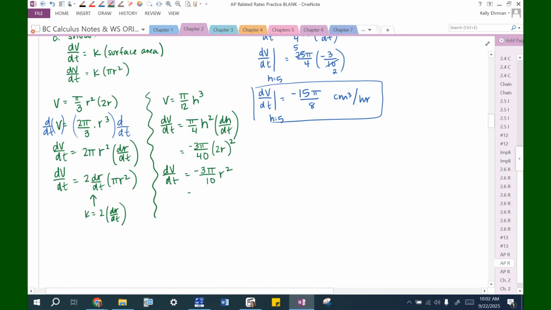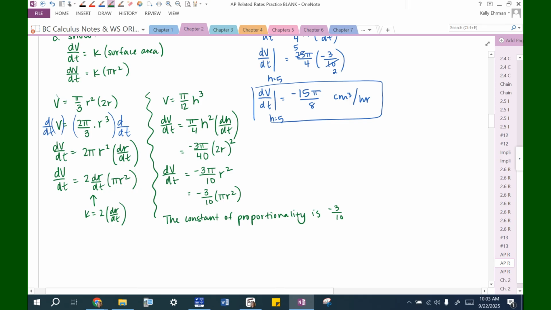All right, and what are we really looking at? Let's separate this out. Remember, we're looking for a constant of proportionality times pi r squared, which I believe we have as negative 3/10. So the constant of proportionality is negative 3/10. You don't need to label that, it's just a constant.